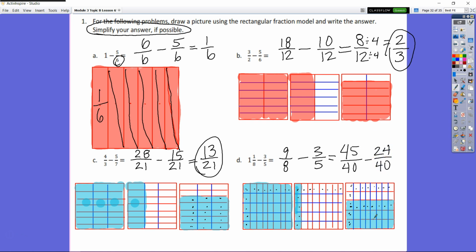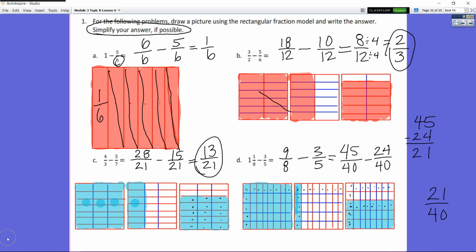All right, so once we do that subtraction, we have 45 minus 24. 5 minus 4 is 1. 4 tens minus 2 tens is 2 tens. All right, so for D, our answer would be 21 40ths.